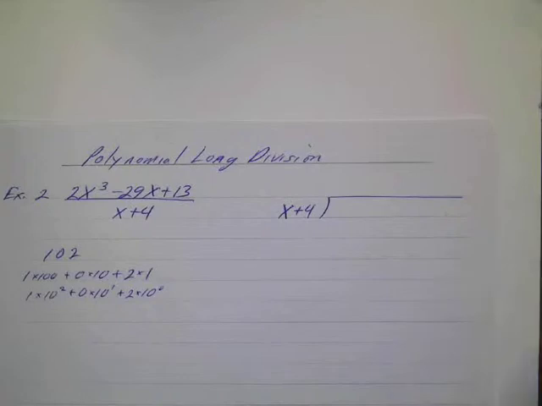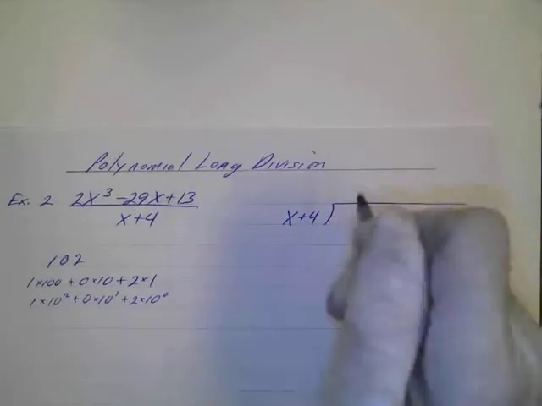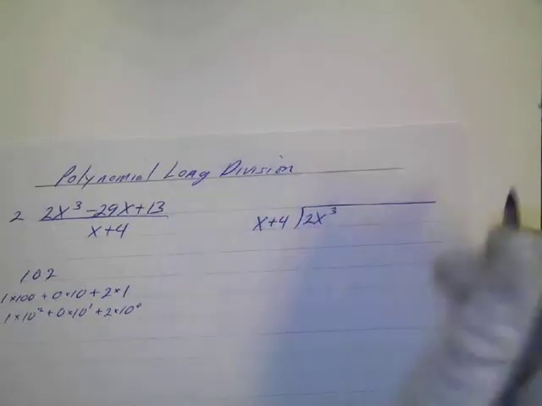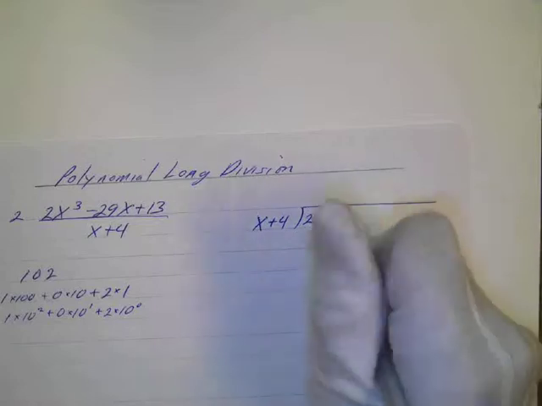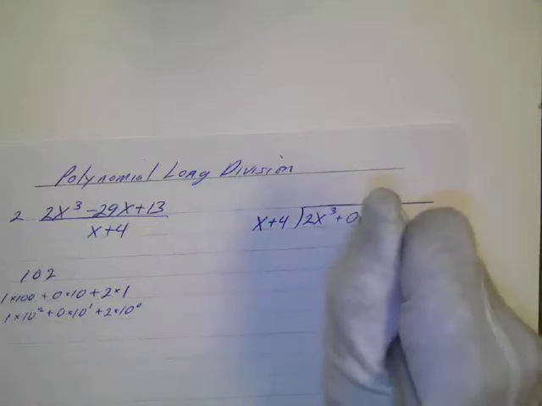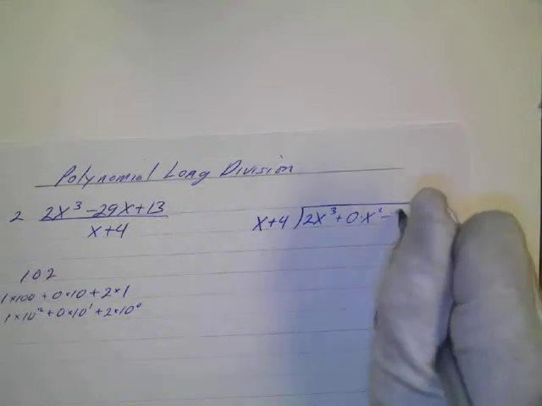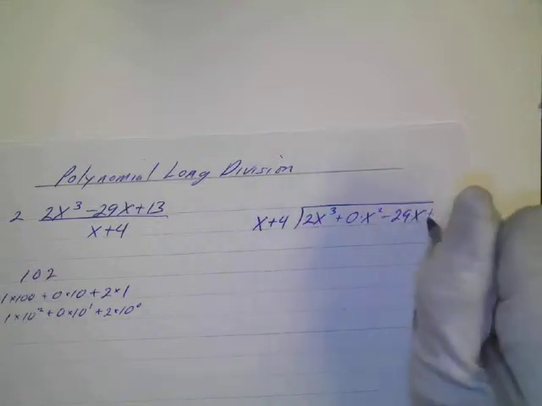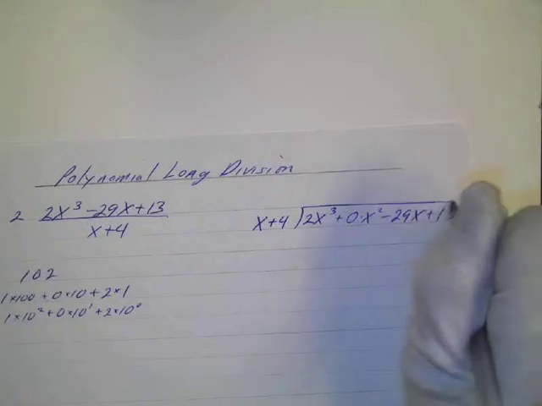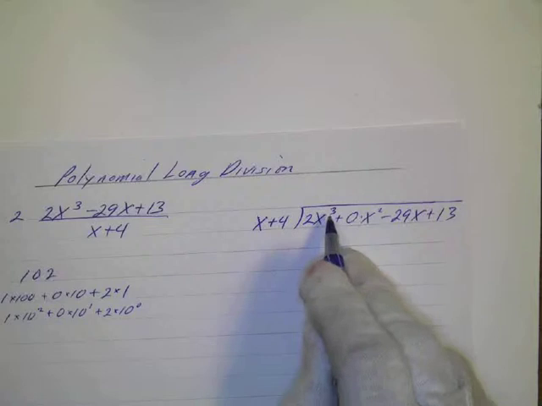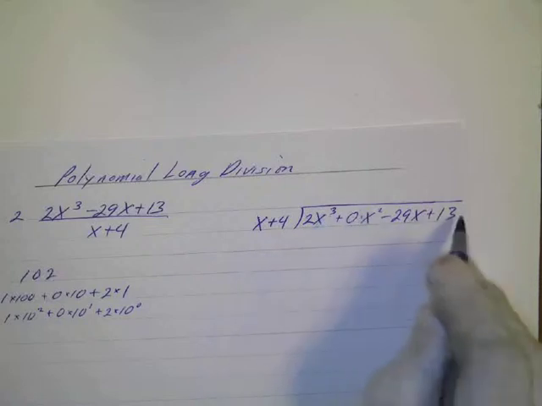Okay, so when I write this, I've got x plus 4, we're going to do long division, divided into 2x cubed. And then I don't have an x squared, so I've got to put maybe plus 0 times x squared, or just leave a blank there, minus 29x plus 13. So you have to leave a placeholder. So we have descending powers, 3, 2, 1, 0. That would be the x to the 0, which is 1. And then we could do our long division.